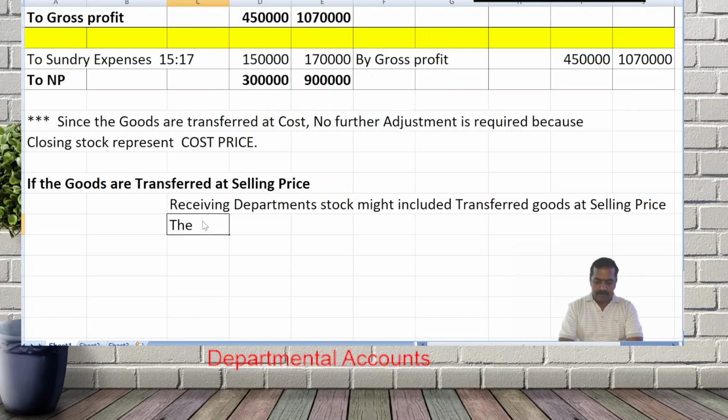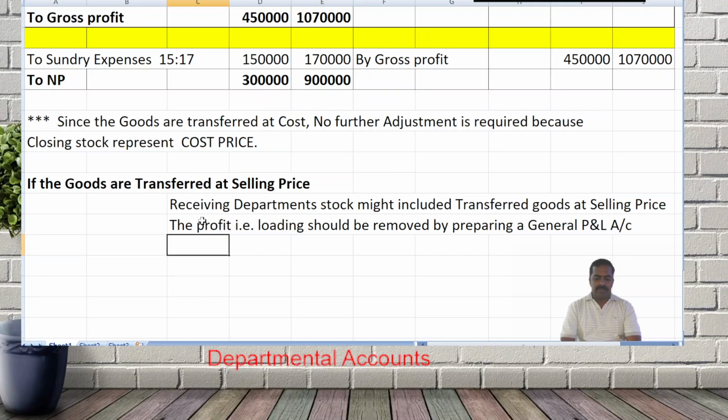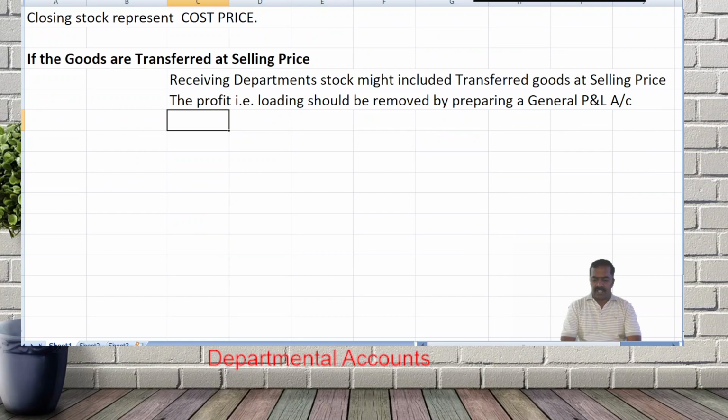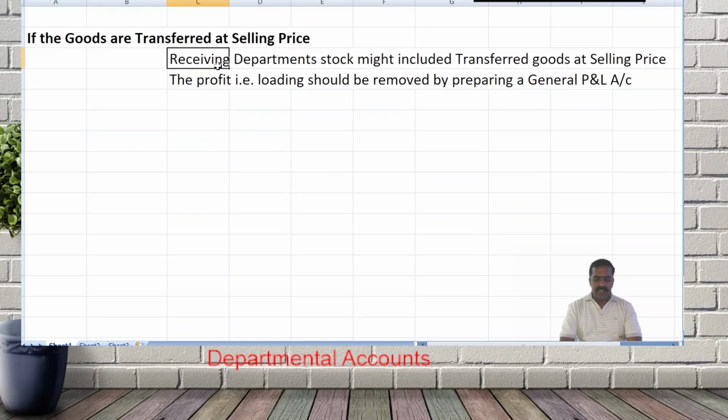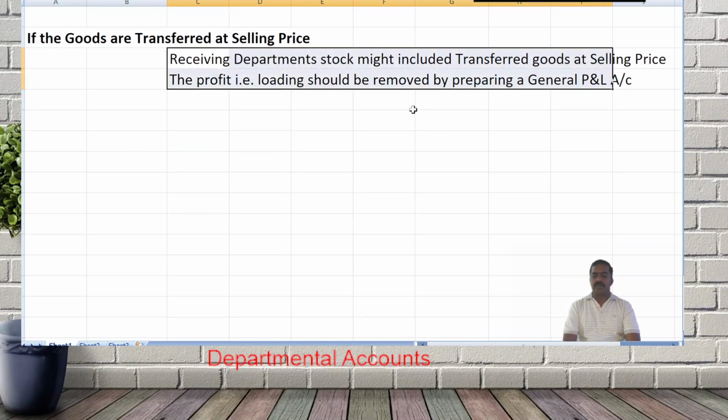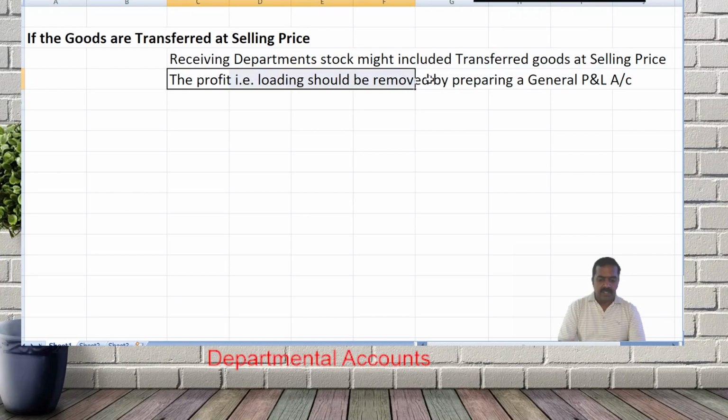Selling price. The profit, otherwise called loading, should be removed by preparing a general P&L account. So if the goods are transferred at selling price, the receiving department stock might include transferred goods at selling price. The profit, that is loading, is removed by preparing which account? A general P&L account. Listen to it, then you can copy.